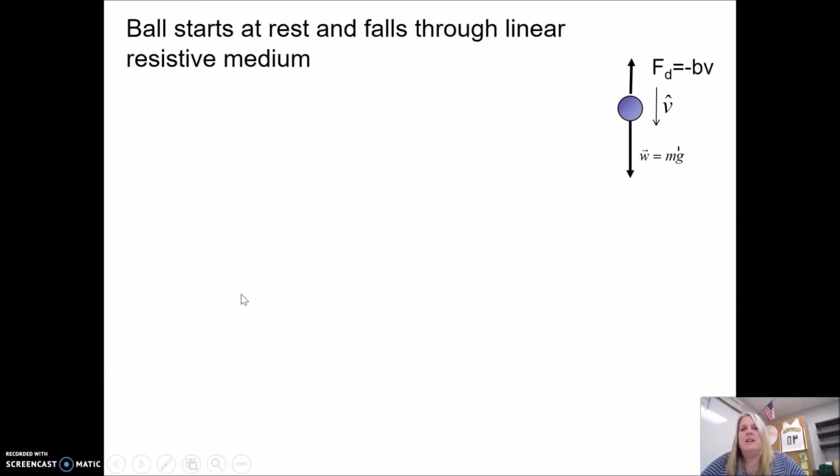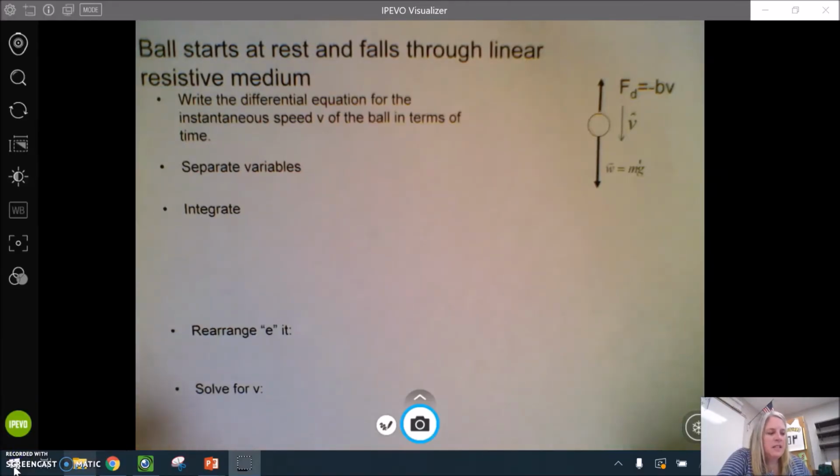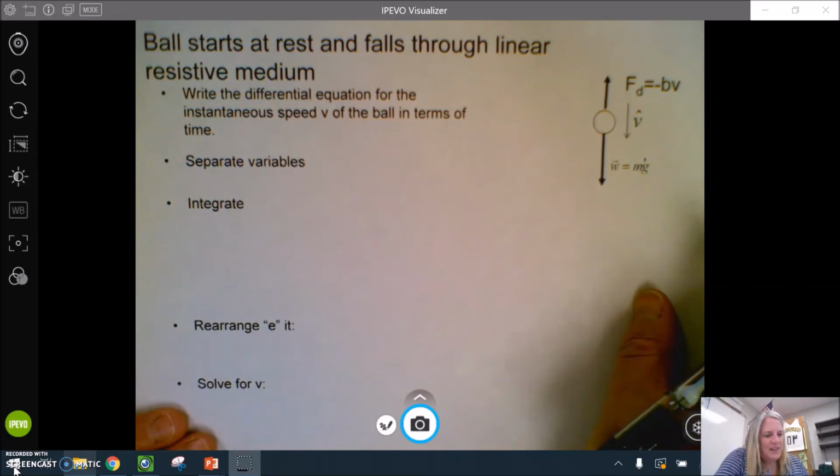Now, what about a ball falling through a medium? Now our force of gravity equation is going to be different. So let's take a look at this one. This one's a little more complicated. So we're going to write a differential equation for the instantaneous speed of the ball as a function of time. Now, if you're not in calculus right now or have never done an integral like this, a u substitution, we're going to have some fun now.